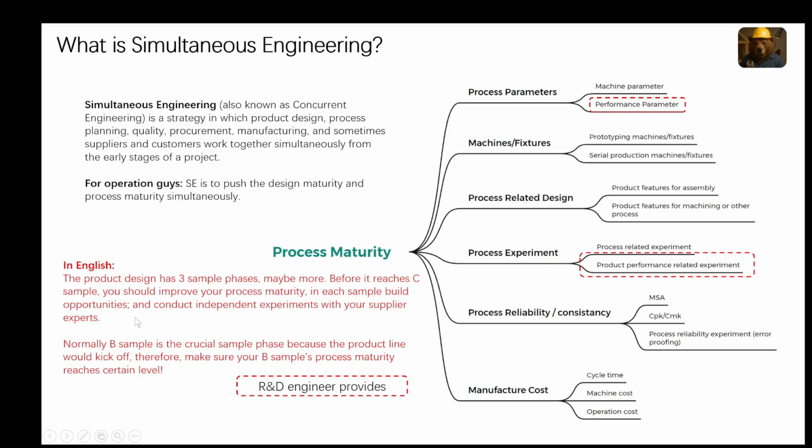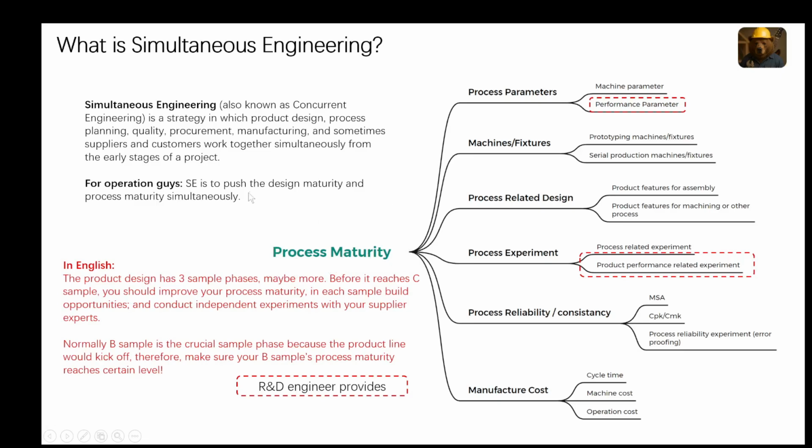In each sample phase, you take the chances of sample build to iterate your process, or you conduct independent experiments, independent from the sample build. This is what you do to improve your process maturity, or you can call it simultaneous engineering. And normally, as I've written down, B sample is crucial, and make sure B sample reaches a certain level. Then I will explain what is the process maturity.